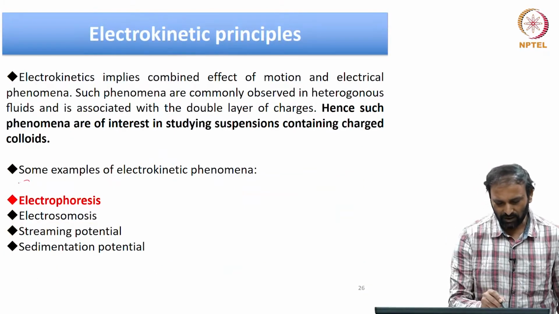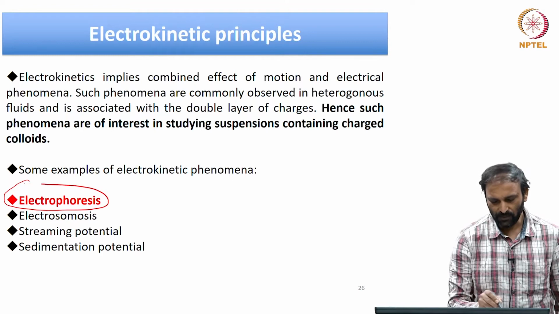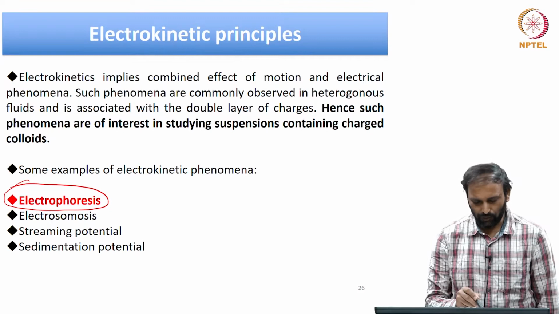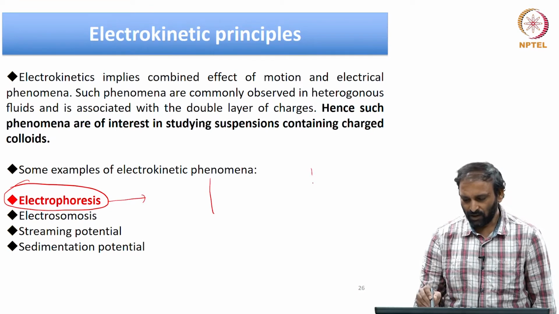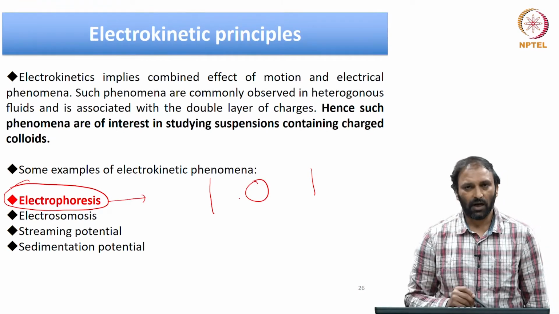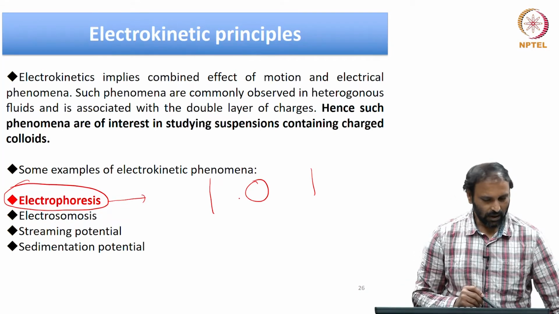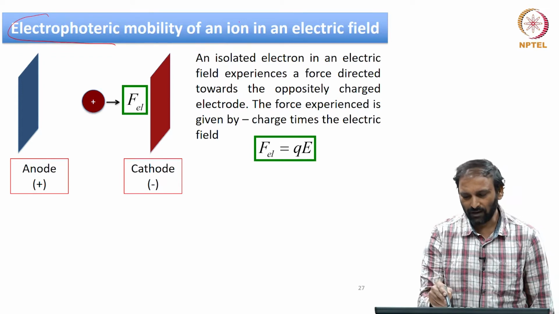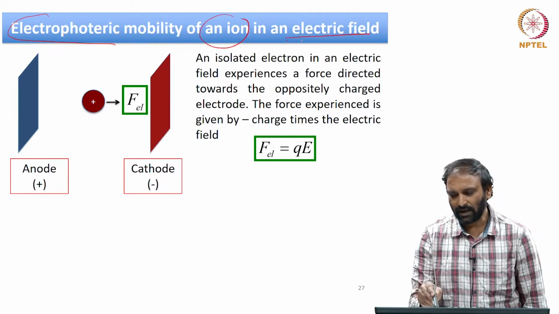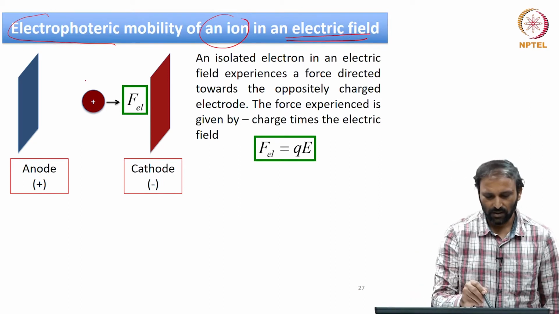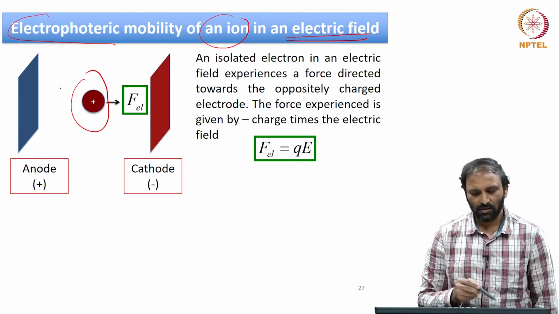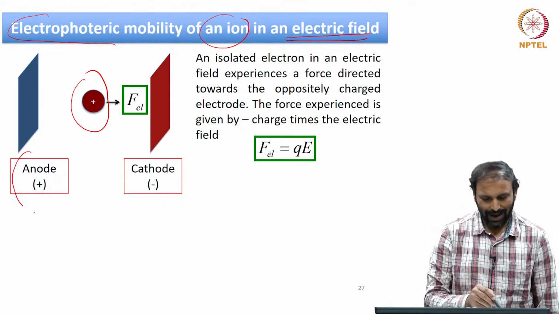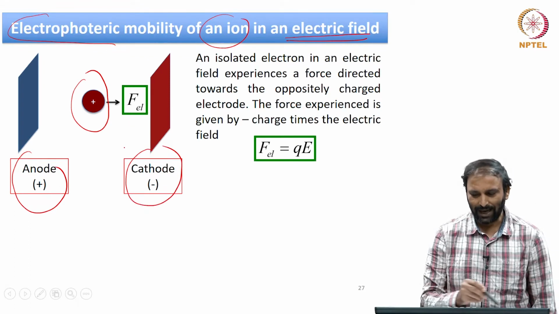Okay. So, now we will look at electrophoresis in a little bit more detail. Before we talk about electrophoresis of colloidal scale particles, we will consider a simple case of electrophoresis of an ion in an electric field. So, what you have is a positively charged ion, it could be an ion with any polarity. There is an anode and there is a cathode.